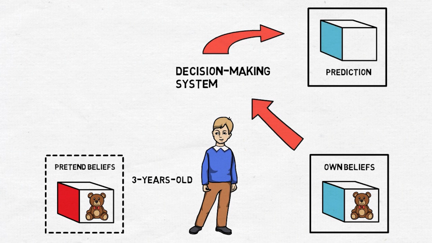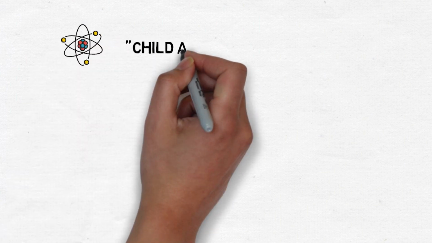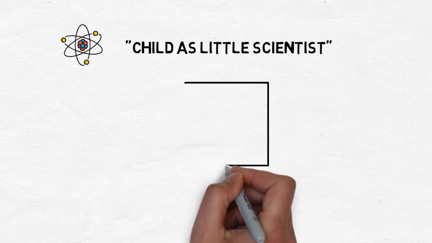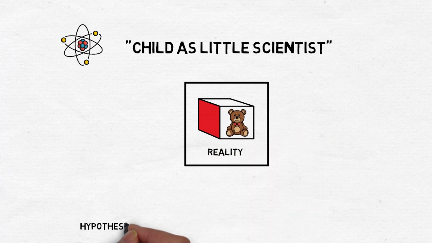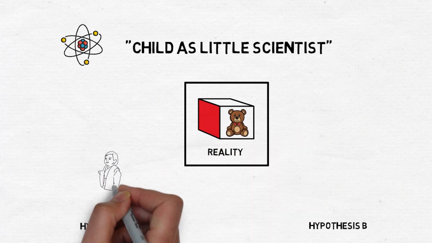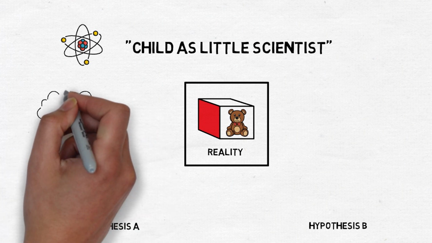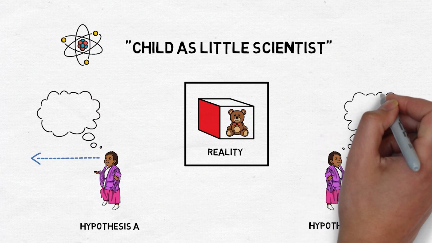Theory theorists, on their part, have offered many alternative explanations for these empirical results. According to defenders of what is known as the child-as-little-scientist version of theory theory, we develop our theory of mind through a process of hypothesis testing and revising. Children are like little scientists who formulate hypotheses to predict and explain what they observe, and revise these hypotheses when they generate the wrong predictions.